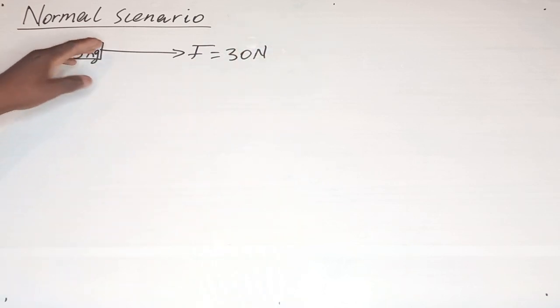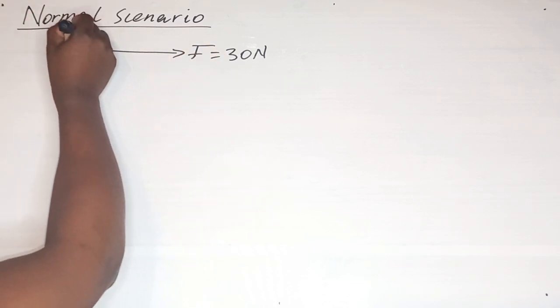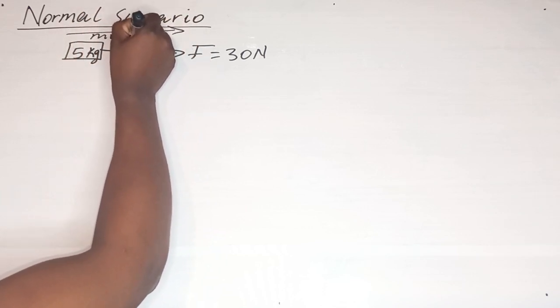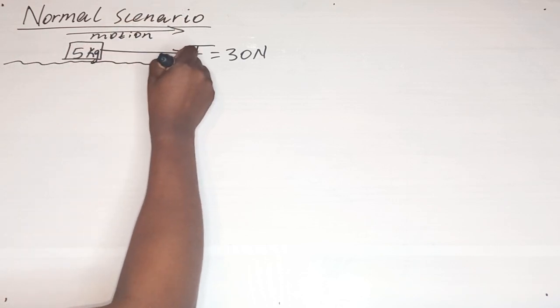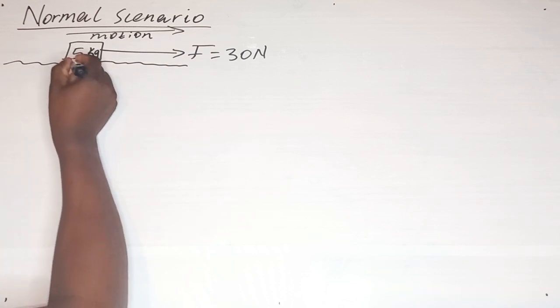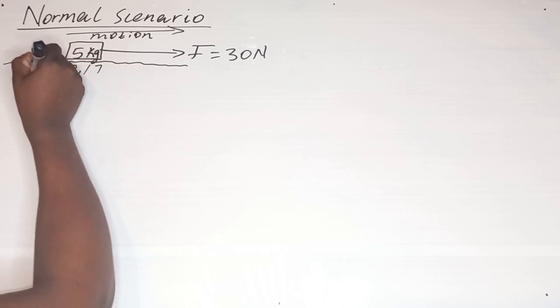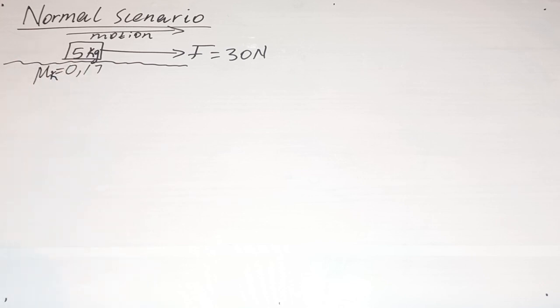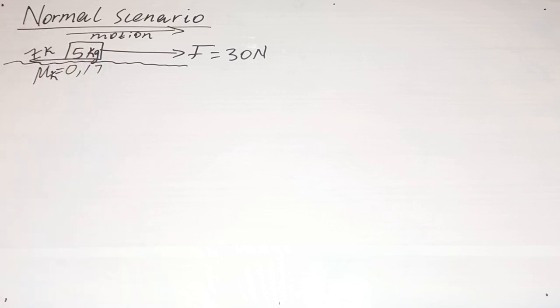So it means there are no components in this case, in this applied force. So this is why I call it the normal scenario. So let us say the object is moving to the right, and then let's say this is a rough surface. When there is a rough surface, obviously there's going to be friction. So when there is friction, we're going to assume that our coefficient of kinetic friction is 0.17. So this tells us that the friction is going to be in the opposite direction of motion, right?